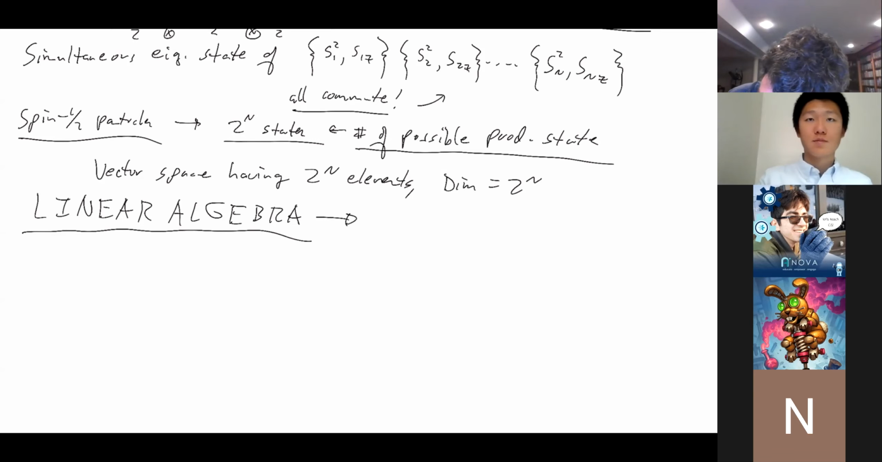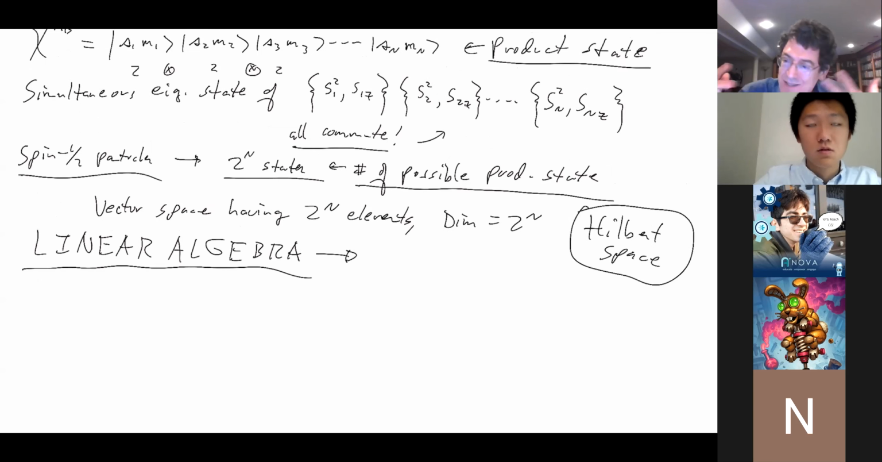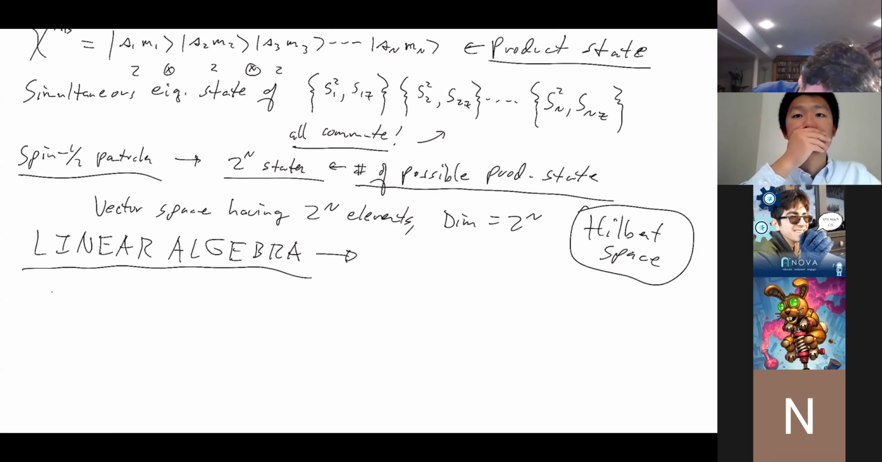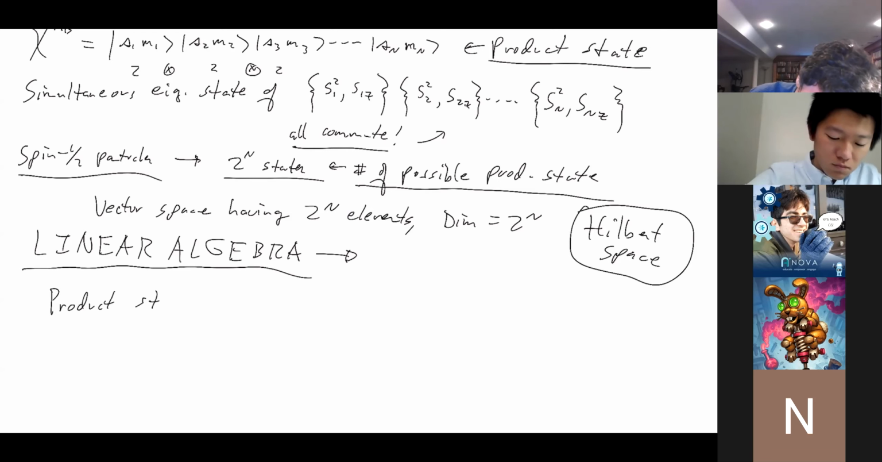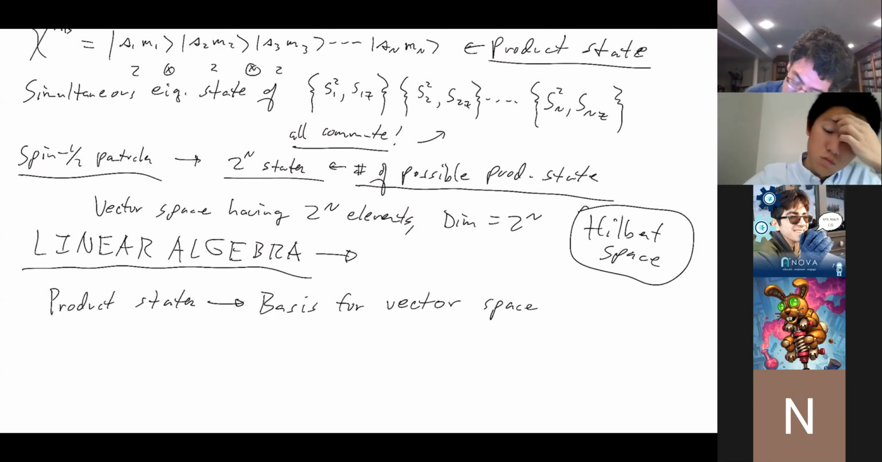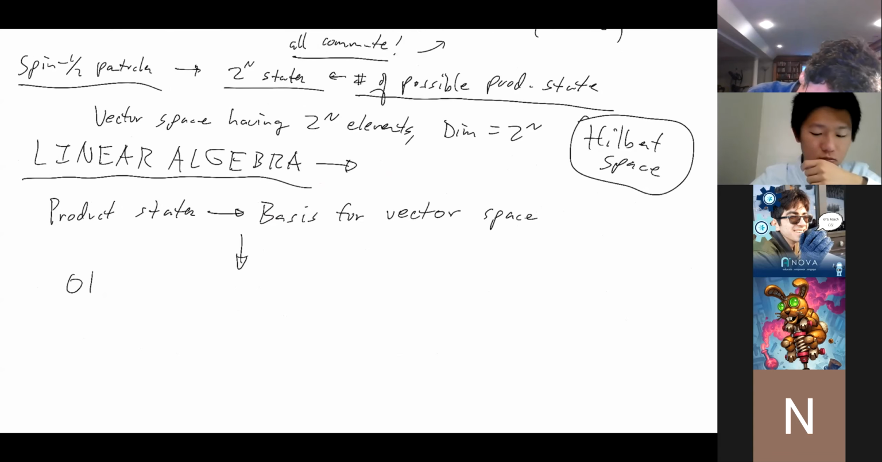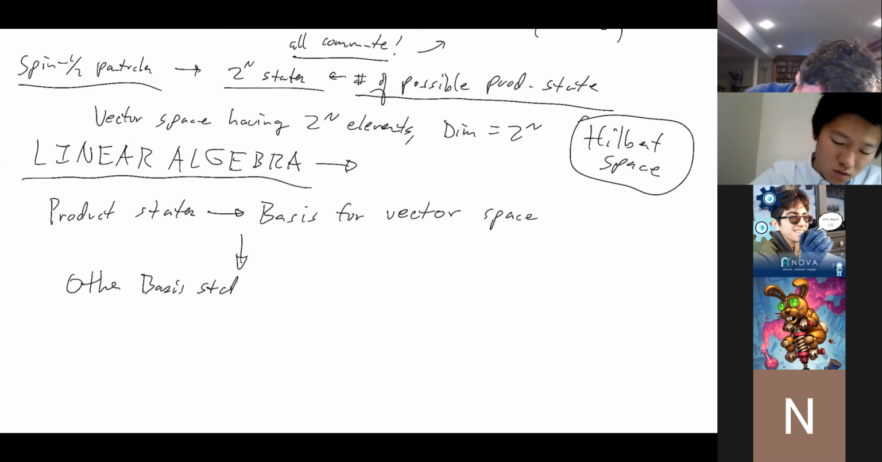So this vector space, of course, in quantum mechanics, we call it the Hilbert space, but it's really just a vector space, all right? So for n particles, we have this 2 to the n dimensional vector space. And the point that I want to make is that we can think of the product states that I just mentioned. The product states form a basis, meaning that it's a basis for this vector space, meaning that I can write any state in the vector space as a linear superposition of these product states. They form a basis for the vector space. But an important point that I want to make is that other basis states are possible.